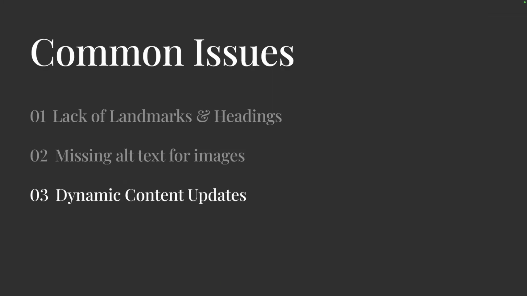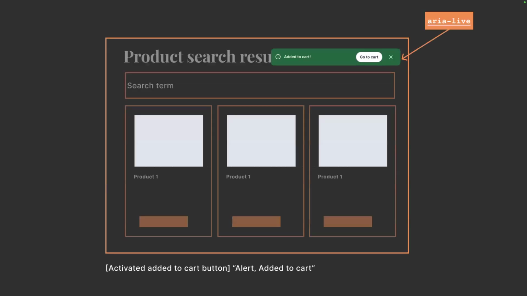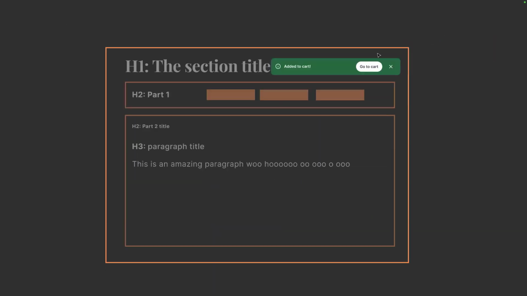All right. Last but not least, dynamic content updates. So what is a dynamic content update? Imagine you're on a shopping website. If you click add to cart and something slides out or pops up saying "added to cart," that is a dynamic change. Something changed on the web page. And for users with disabilities, especially those who rely on screen readers, they don't know some pop-up just popped out randomly. We need to remind them.